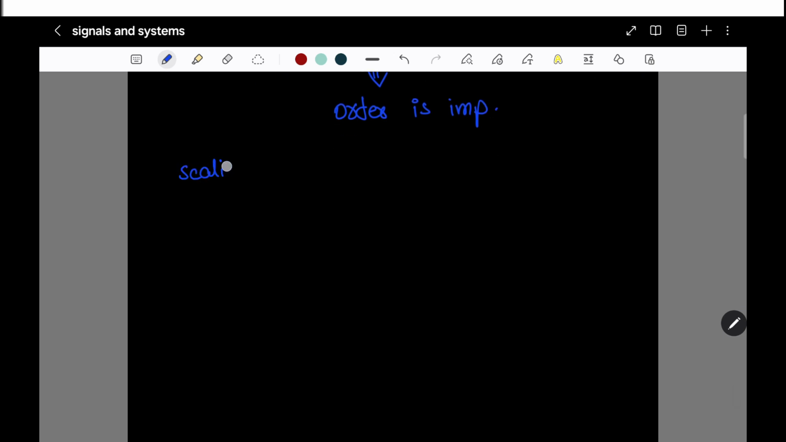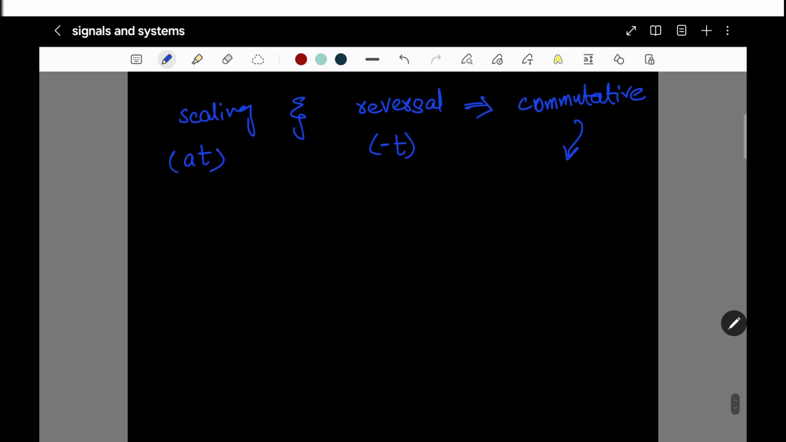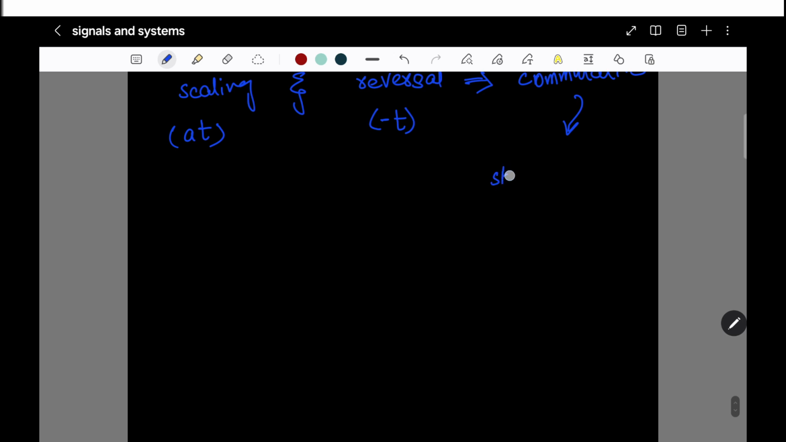because the scaling, which is simply you multiply the time with some variable, and reversal, which is simply you flip the time, are commutative. Commutative simply means that in whatever order you perform these two operations, it doesn't matter, but the shifting is not commutative with respect to the scaling or reversal.